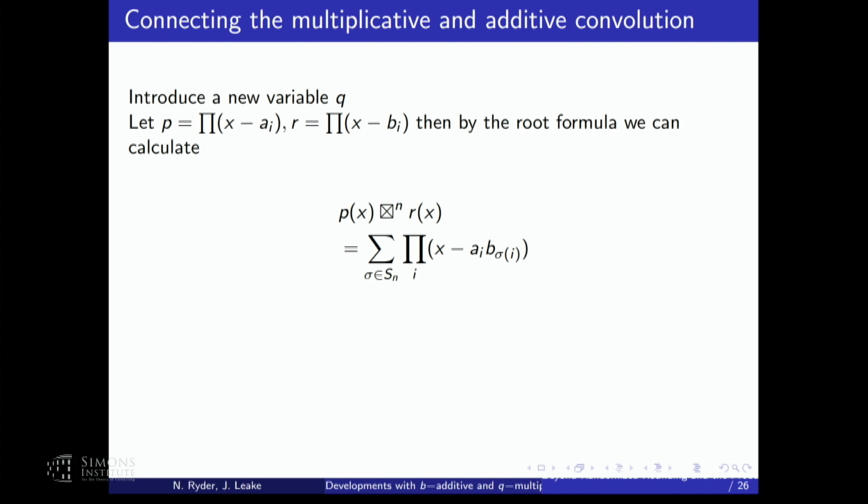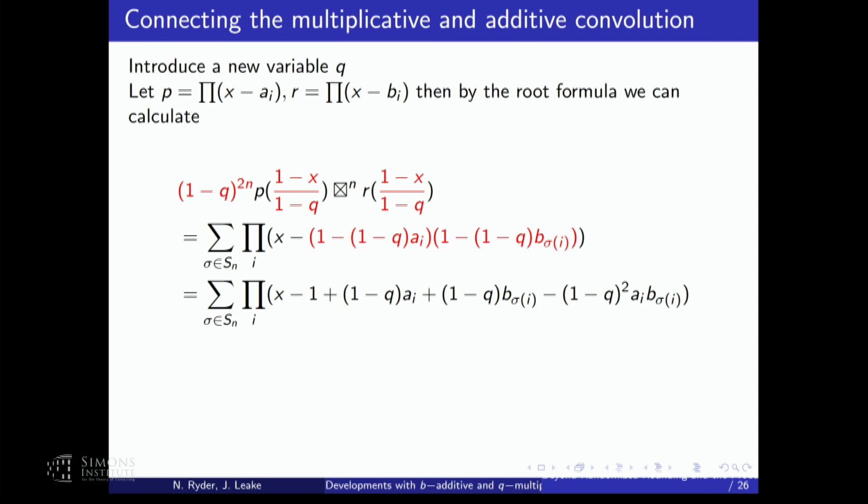Yet again, I'm summing over all what I can think of as matchings between the roots of p and r, where this polynomial right here is a polynomial of degree n, where the roots are just pairwise products of roots of p times roots of r. And I'm summing over all possible pairings. I want to somehow make this additive. So what I do is I introduce a new variable q. And I normalize. Don't worry too much about the normalization.